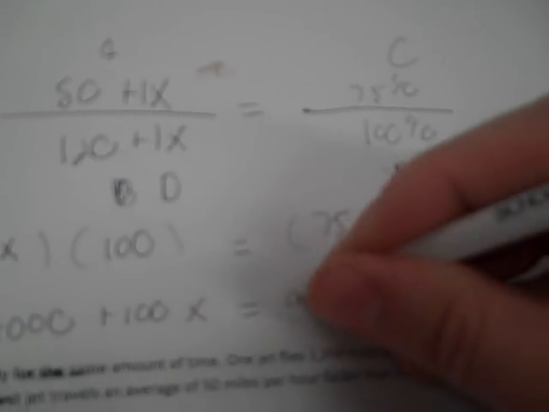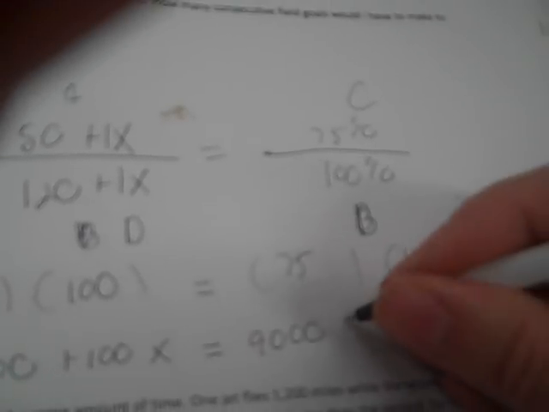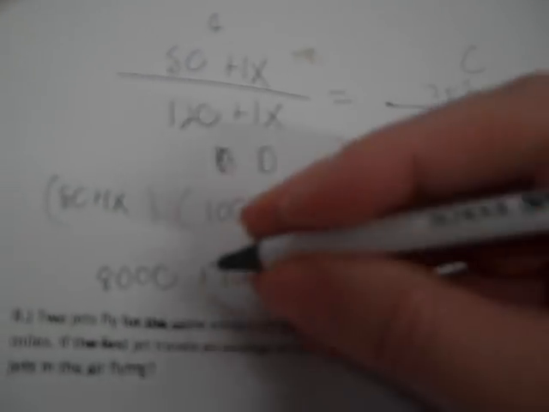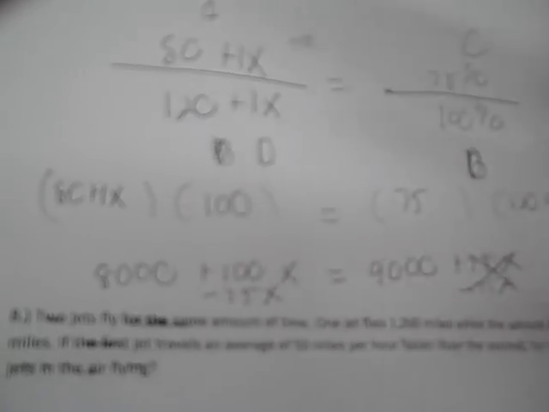75 times 120, 9,000 plus 75x. And on this one, all my x's, all of them are like terms. So let's first get those together. We don't need to move everything to one side right away. Okay, so I have 8,000 plus 25x equals 9,000.